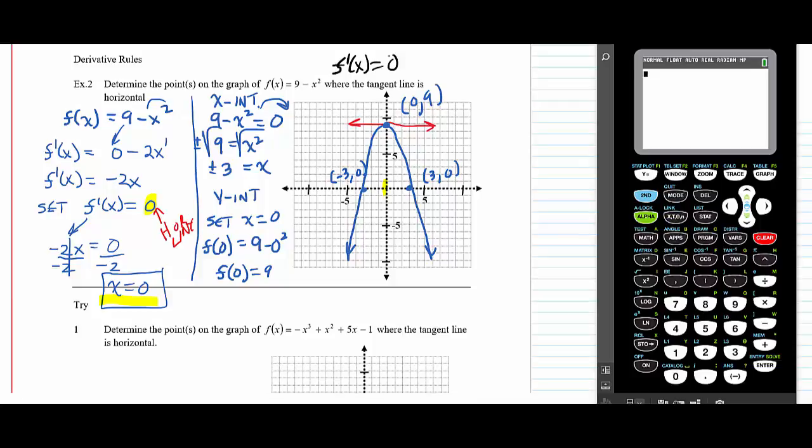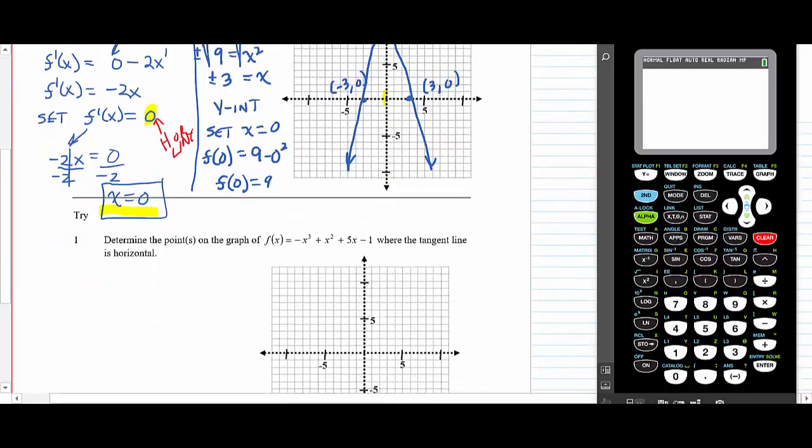Now the next problem, I want you guys to go ahead and do this. We're going to do the graph with a calculator. This is a good graphing problem right here. What I want you all to do is take the derivative of the function, then set the derivative equal to 0 and solve the equation. I think this one you will probably have two places where that happens. So go ahead and do that.